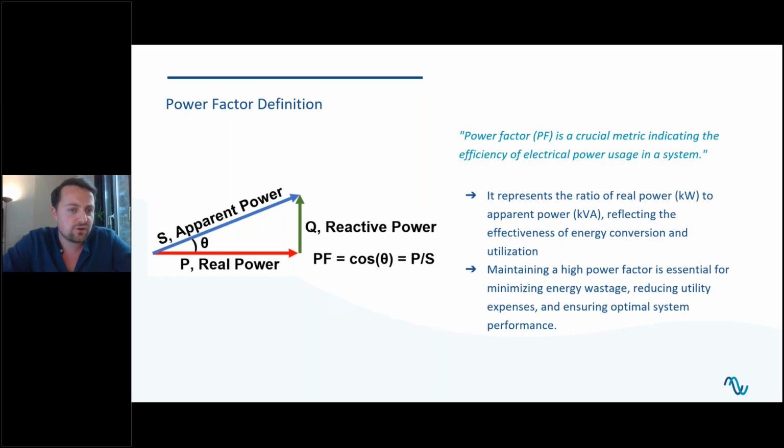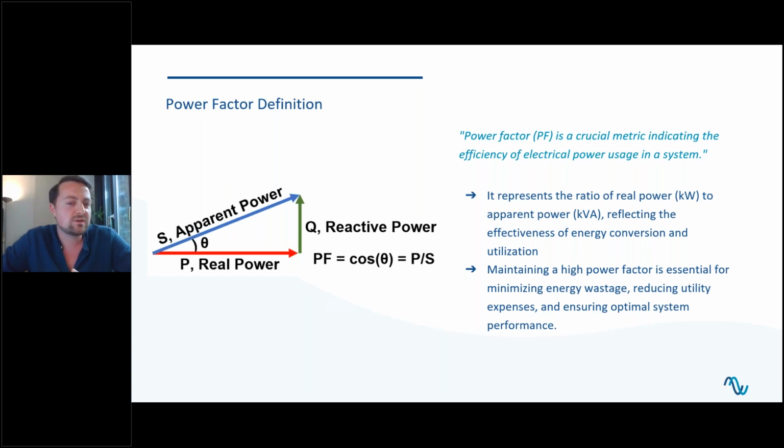Now that we have a definition of what the different powers in the power triangle are, we can move on to the power factor definition. The power factor is a crucial metric, one of the most important metrics that indicates the efficiency of an electrical system. Mathematically, the power factor is calculated by the ratio of real power to apparent power. Real power, as we said before, is the useful power, the power that we actually need, that we are charged for when we consume it from the system, and that is beneficial for the generating plant to generate. So the power factor is the ratio between this real power and the total power flow.